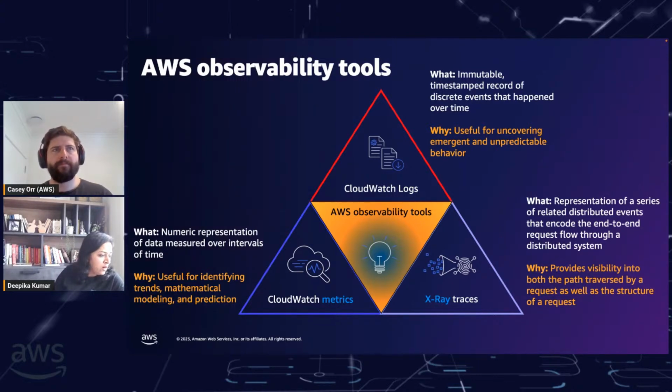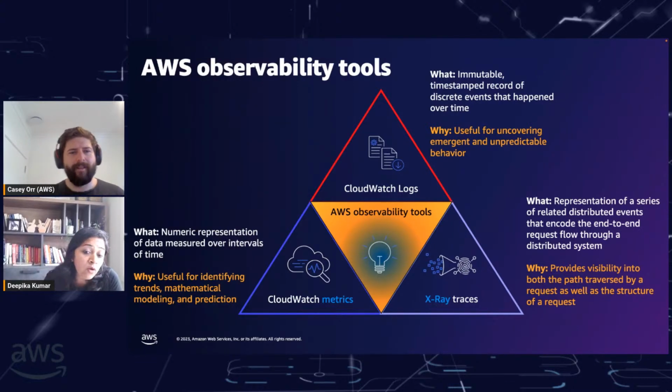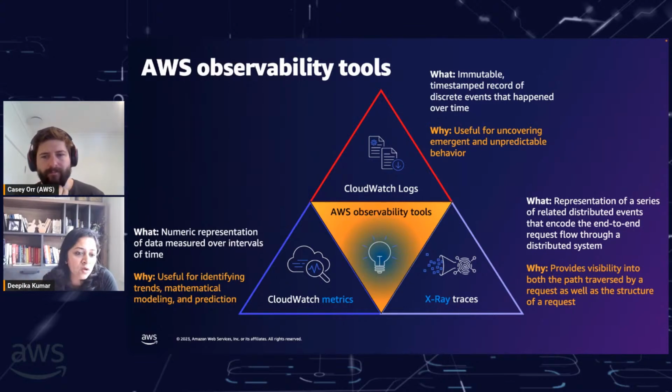And if you have heard about Lambda Powertools, if you are using Lambda and you want to include observability, you can just include Lambda Powertools, where you add the Lambda layer, and that instrumentation is done automatically.